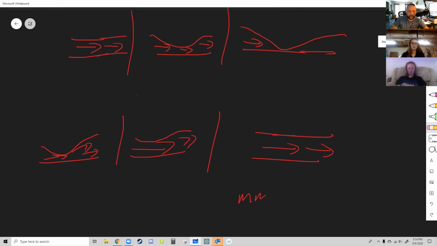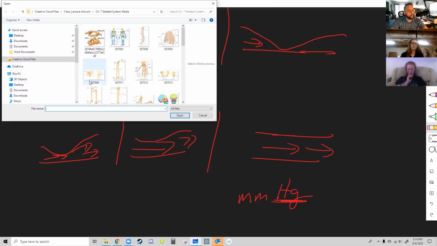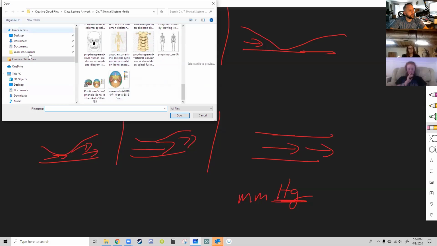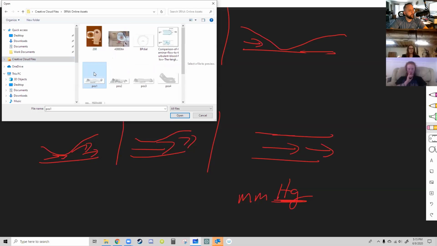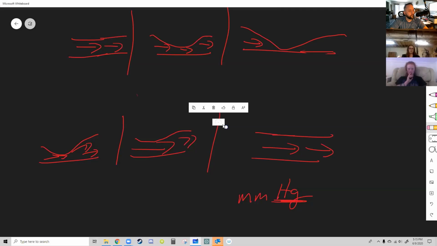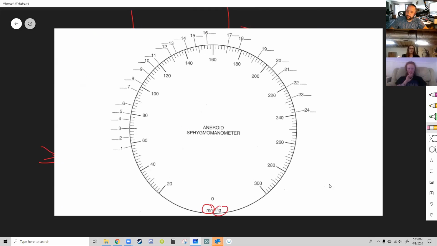And we measure them in millimeters of mercury. This is the chemical symbol for mercury here. So let me get a picture open here. You can see right here, we've got millimeters of mercury. Whoever invented the sphygmomanometer, the blood pressure cuff, decided to measure it in millimeters of mercury. Some German guy, I'm presuming.